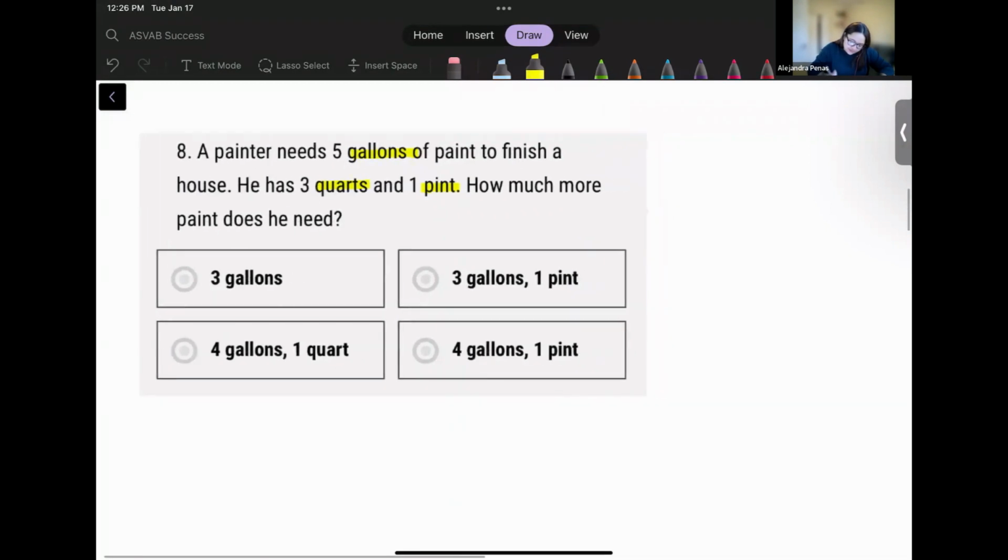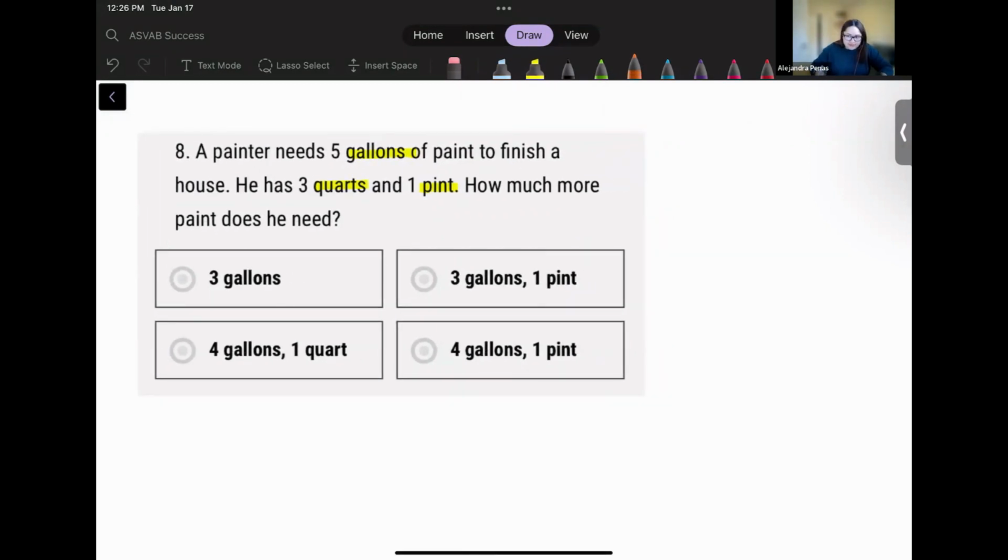Just to state the conversions, I'm just going to write them down on the side, then we'll deal with them. So the conversions: 1 gallon is equal to 4 quarts. And that's kind of easy to remember because quarts sounds like quarters, and there's 4 quarters in $1. 1 quart is equal to 2 pints. So these are the two conversions we're going to need.